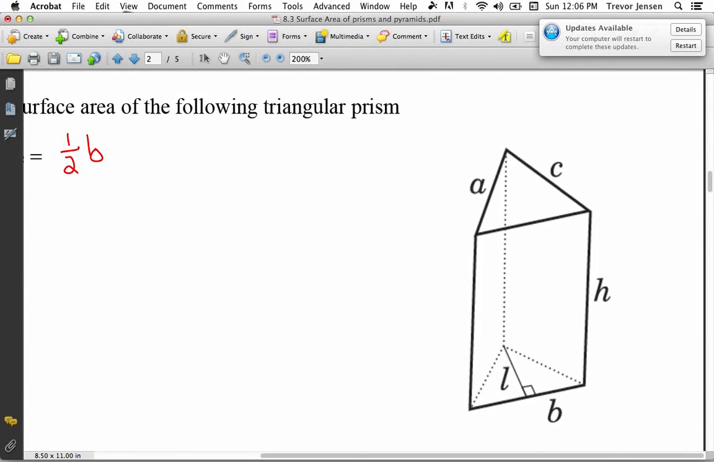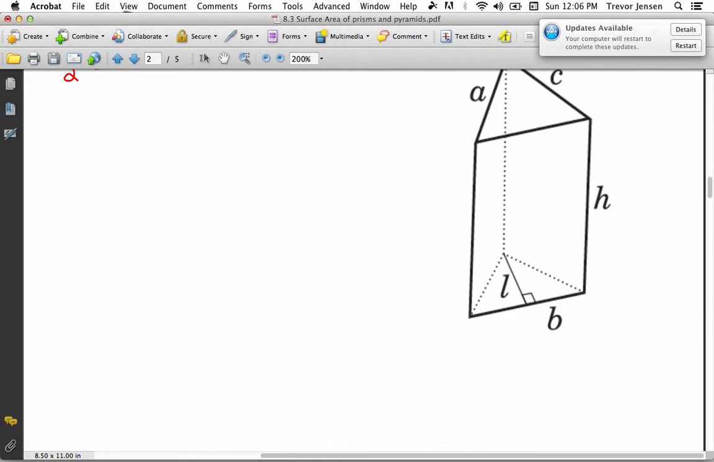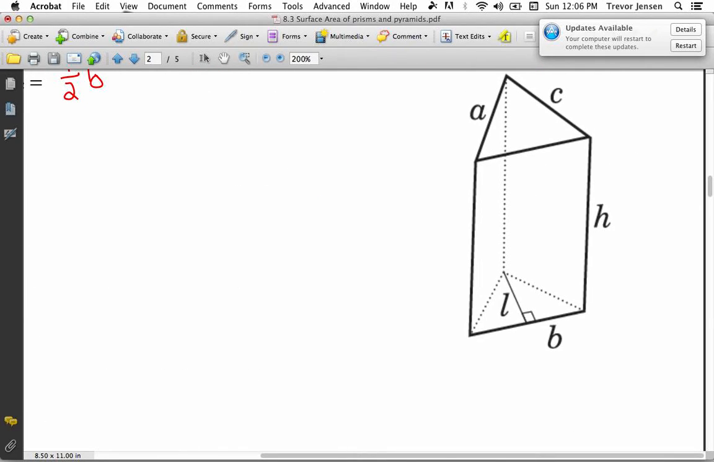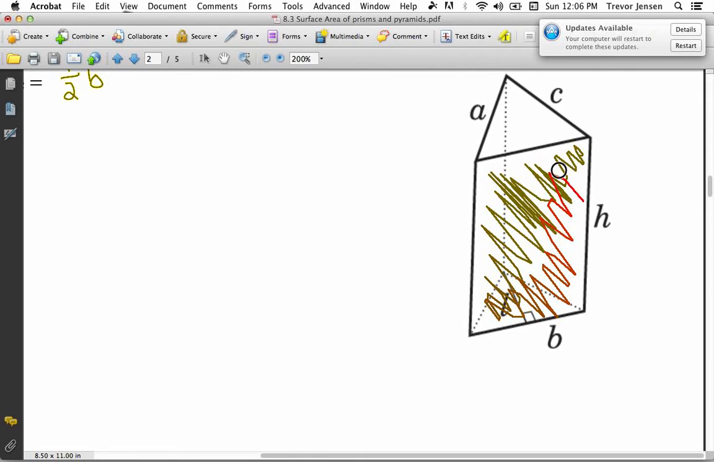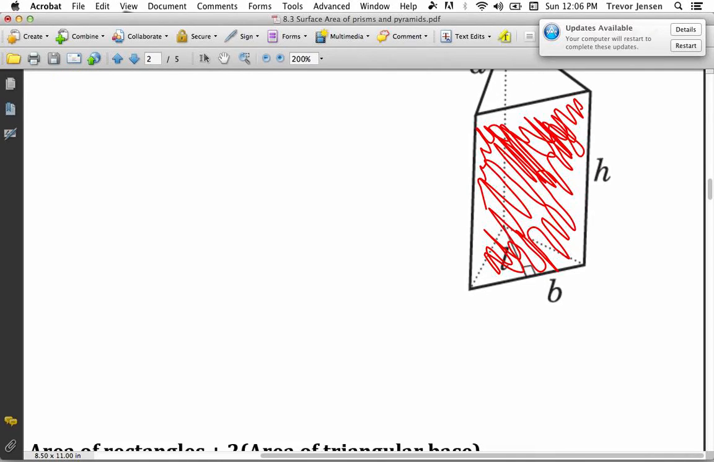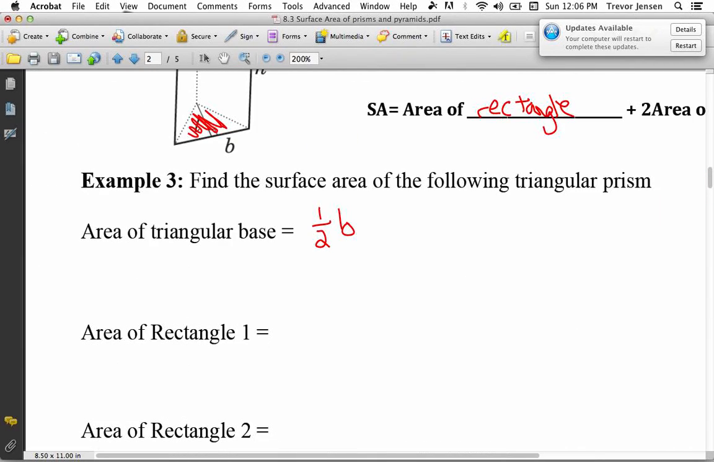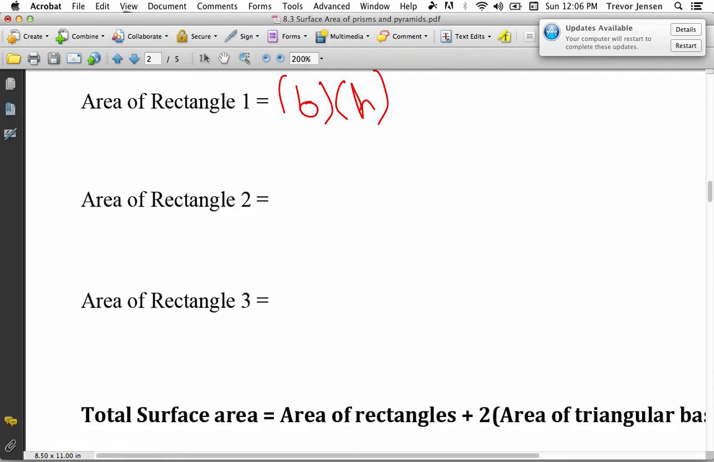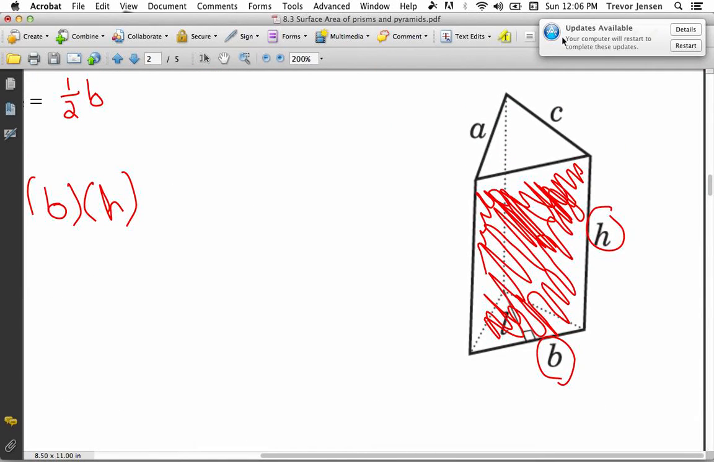But now I need to figure, okay, how am I going to find the area of rectangle 1? Rectangle 1, let's make that the rectangle on the bottom. So this one that I'll shade in now. So we'll find the area of this rectangle. How do I find the area of that rectangle? Well, I know the area of a rectangle is length times width. The length and the width of this rectangle have been labeled with B and H. So the area of that rectangle is length times width, which is B times H.